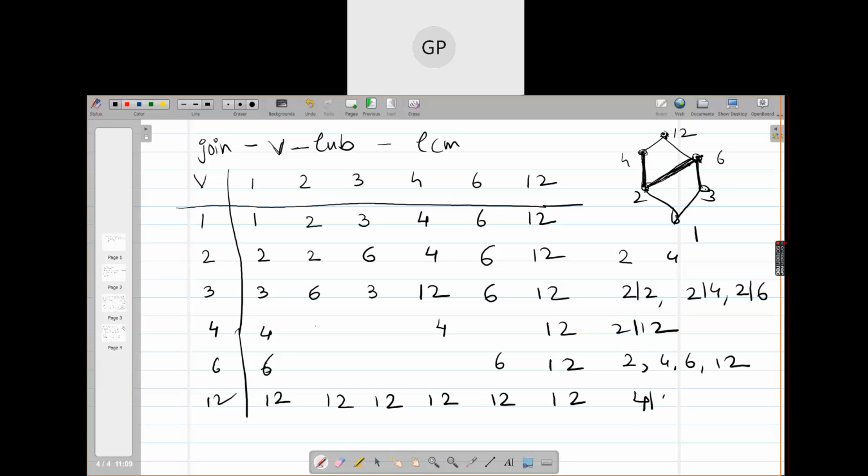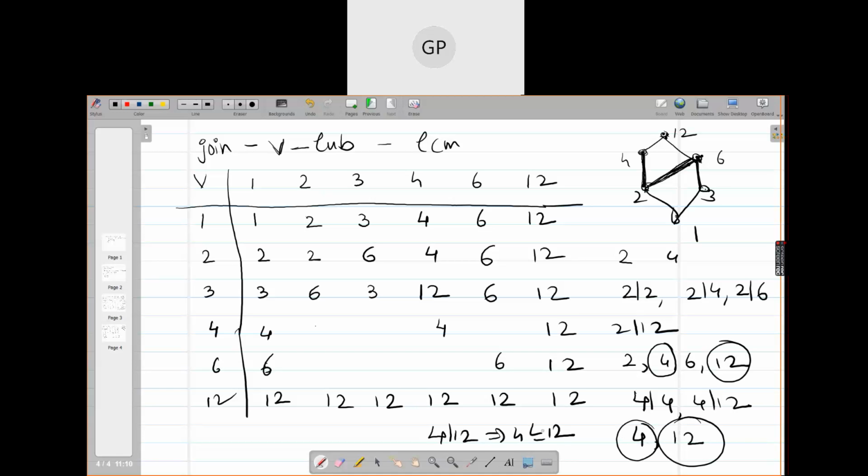अभी 4 के क्या है? 4 divides 4 and 4 divides 12. So 4 के upper bounds है 4 खुद और 12. इसमें से कॉमन कौन कौन से हैं? 4 and 12. Right? But what do you observe here? 4 divides 12 implies 4 is less equal 12. So 4 is the least upper bound. There are two upper bounds for 2 and 4. They are 4 and 12.